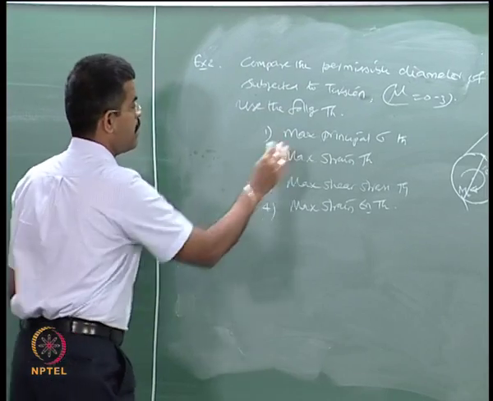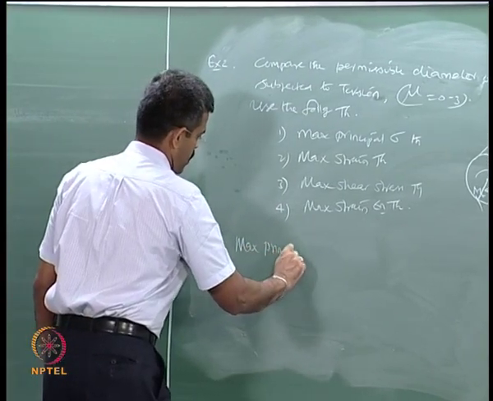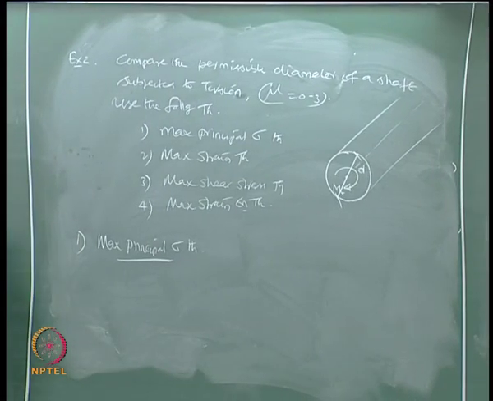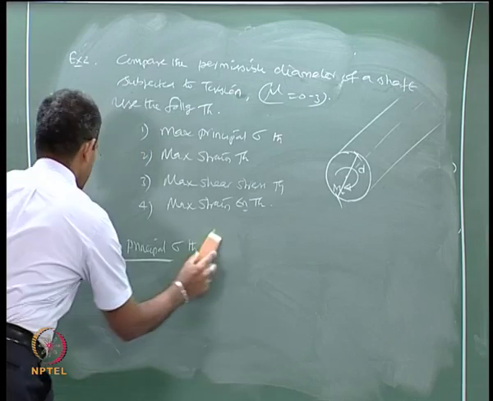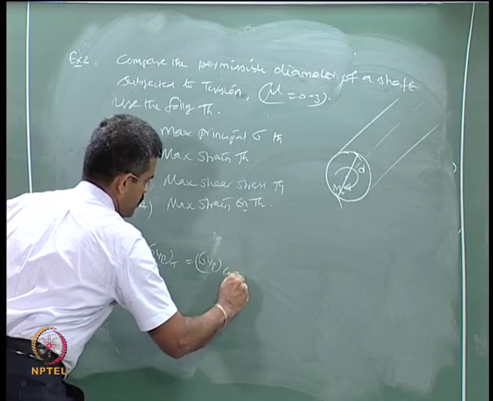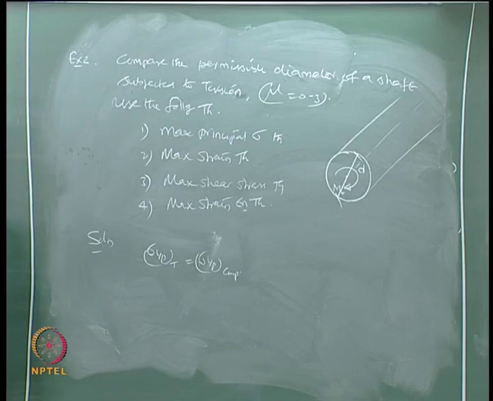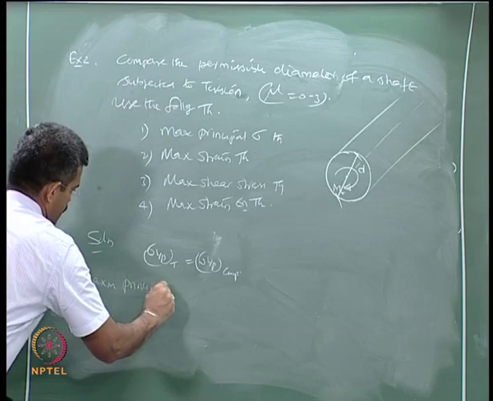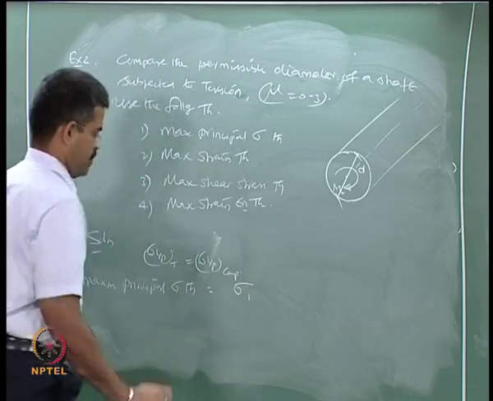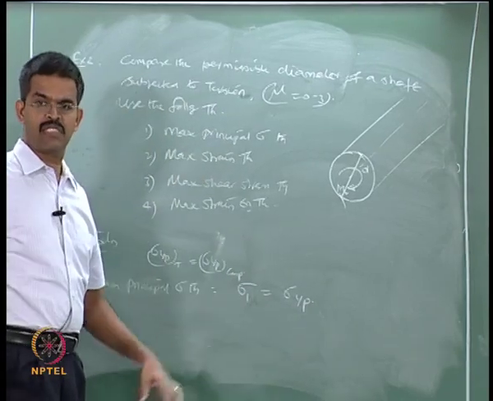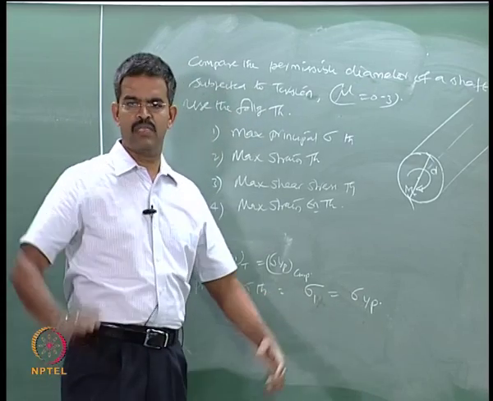Let us say for example, take up the maximum principal stress theory. Before that, let us say sigma yp in tension is the same as sigma yp in compression. So, the maximum principal stress theory says sigma 1 is equal to sigma yp, is it not? That is the max, irrespective of other state of stresses. When the maximum principal stress reaches yield point, failure has started. That is what the theory says.